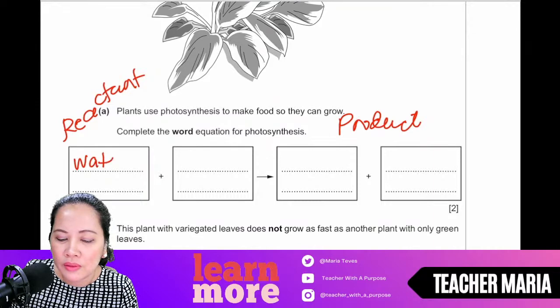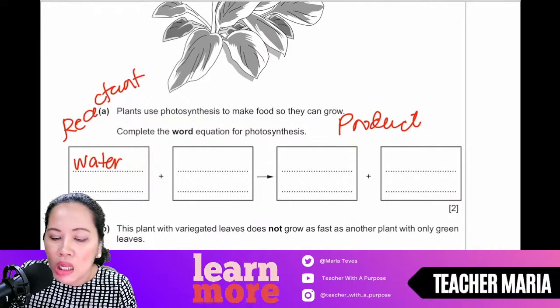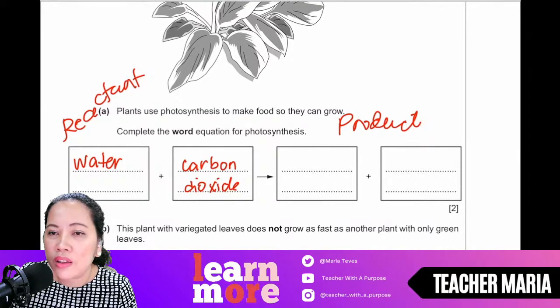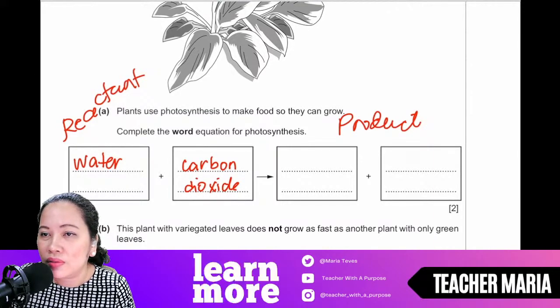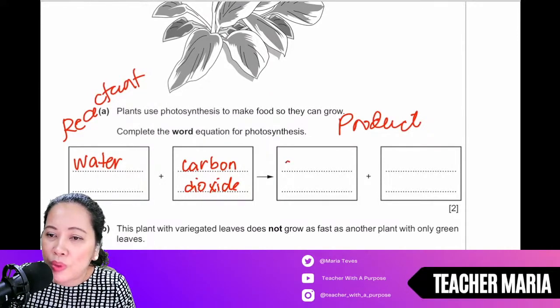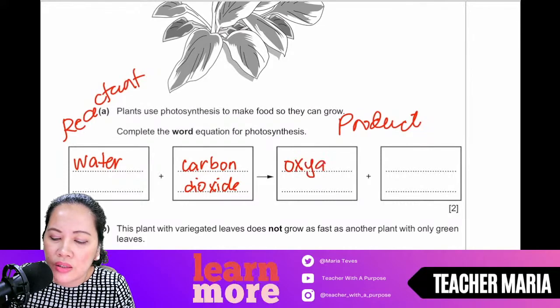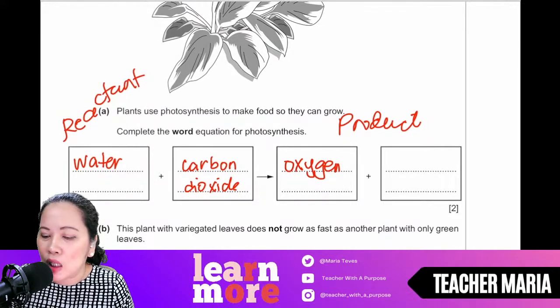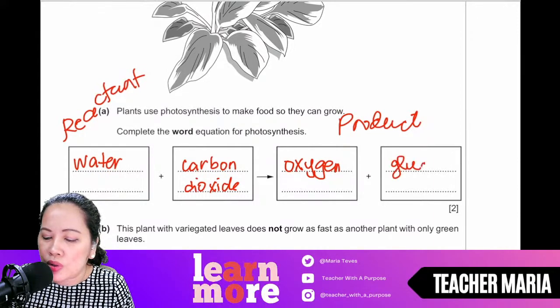Water, carbon dioxide. This will produce, what is the product? This will produce oxygen and glucose.